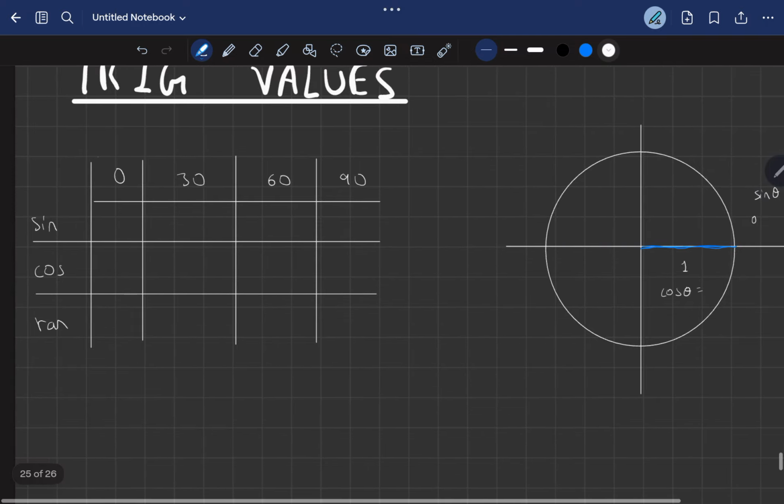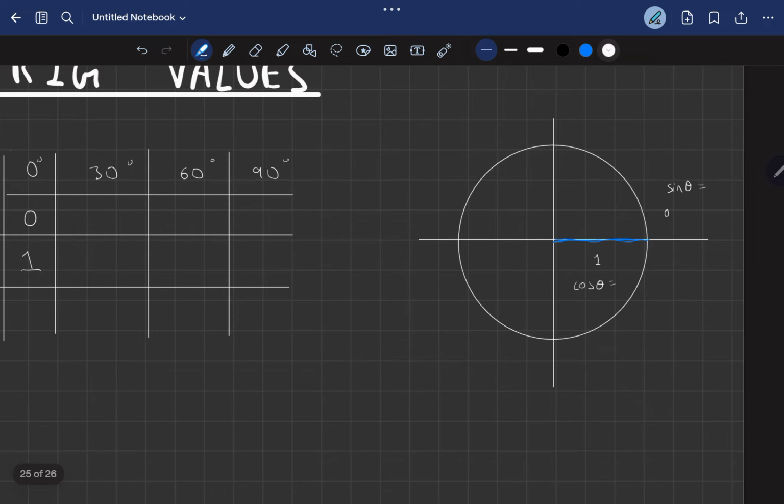So let's fill that in. Sine 0 is 0 because the height is just 0, and cos 0 is 1 because the length along the x is just 1.